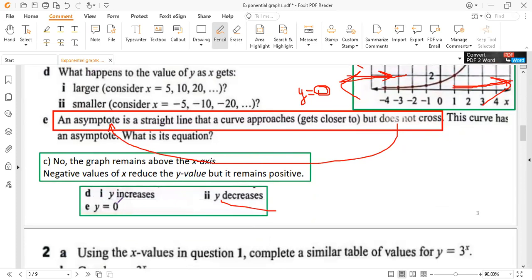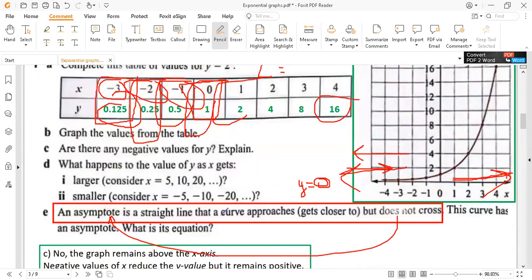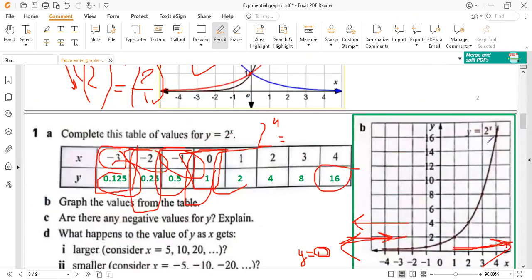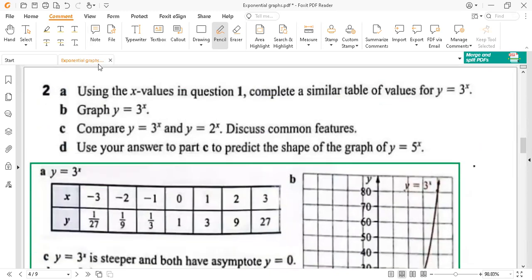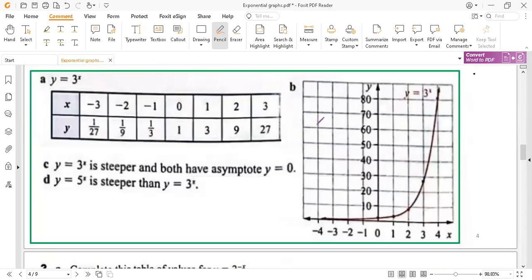So normally it is the x-axis with an equation y equal to 0. Easy, this is very easy. Normally, this is the graph of the function y equal to 2 power x. So normally, if we deal with another exponential function, y equal to 3 power x, when a increases, what is happening?